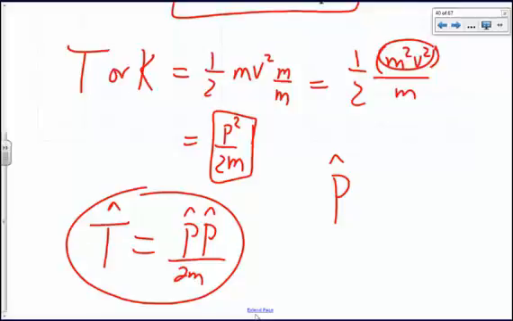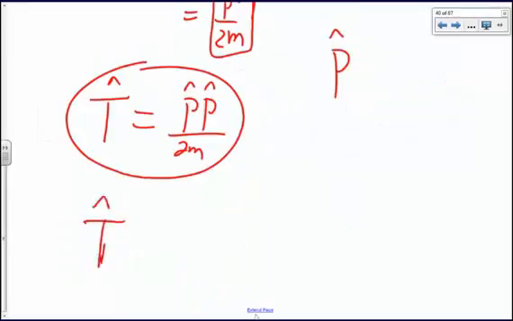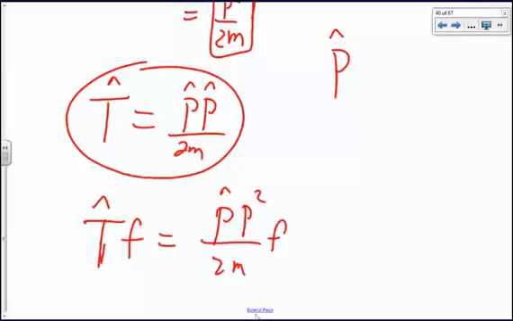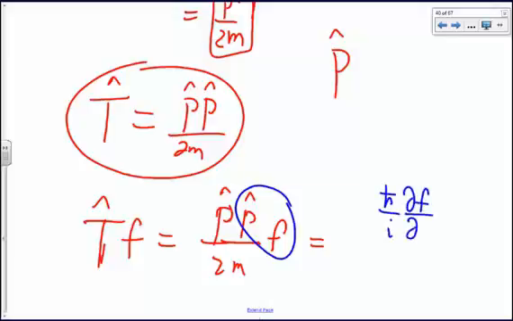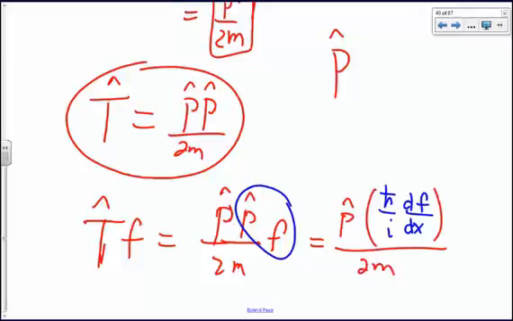So if we were to apply t hat on a function, what would we do? P hat squared over 2m applied on a function. So what is p hat applied on a function? H bar over i, derivative of the function with respect to x. Let's just use the full derivative and assume we have one dimension, one variable. So derivative of f with respect to x, right? And we're still going to apply p hat on that one and divide it by 2m, right?